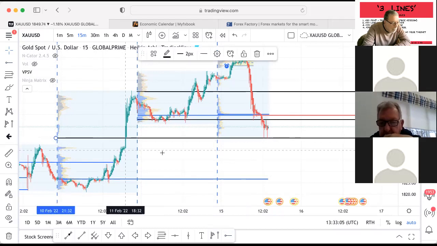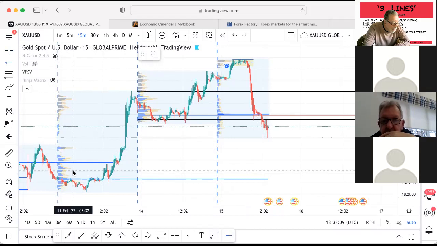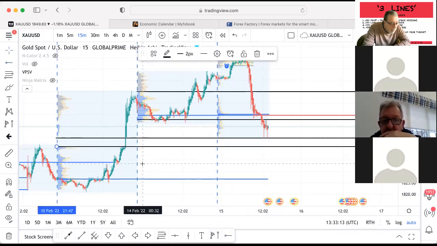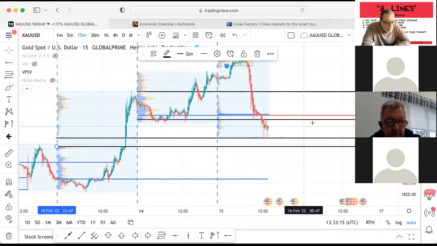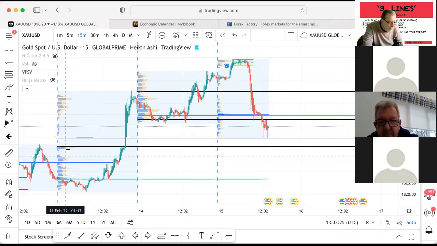There. I'll put another line on there. So what that tells me is, if and when it does break through there, it's probably going to shoot fairly quickly down to this level, because there's no activity in there.